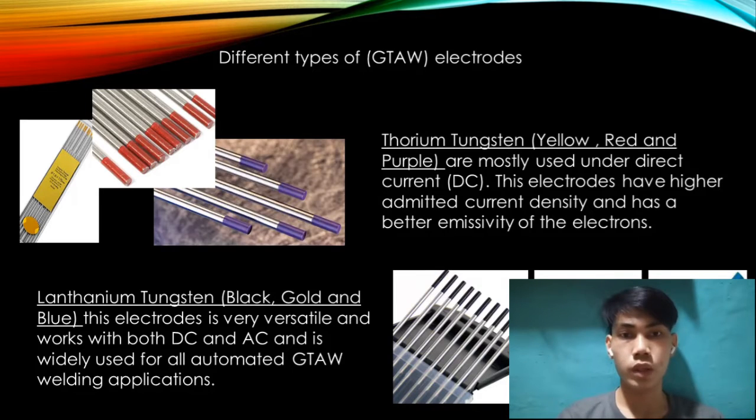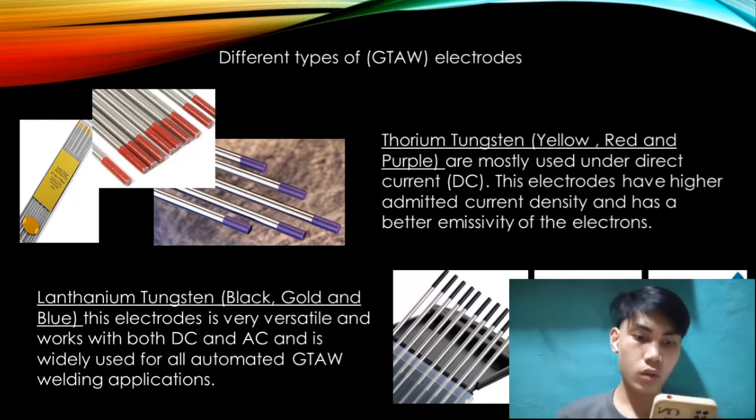So next we'll hear about thorium tungsten, which comes in yellow, red, and purple and is mostly used under direct current. These electrodes have a higher current density and better electron emissivity. Then lanthanum tungsten, which is black, gold, and blue. These electrodes are very versatile and work with both direct current and alternating current, and are widely used for all automated GTAW, or gas tungsten arc welding, applications.